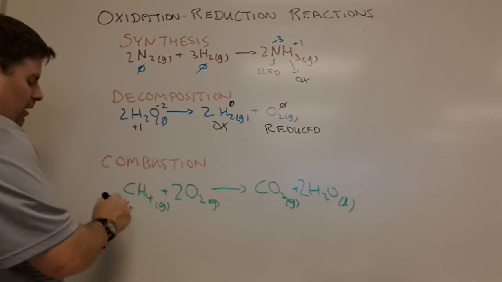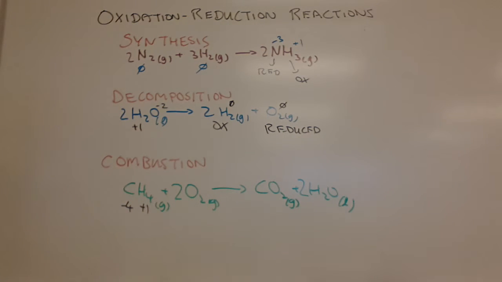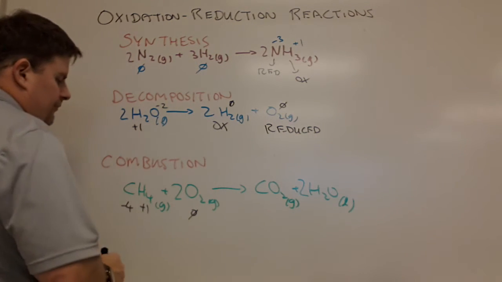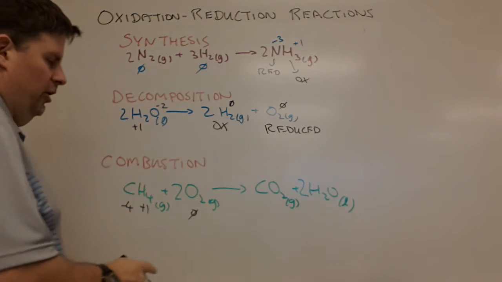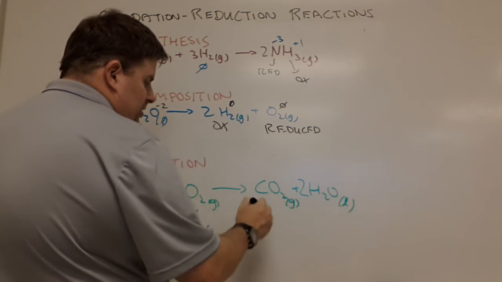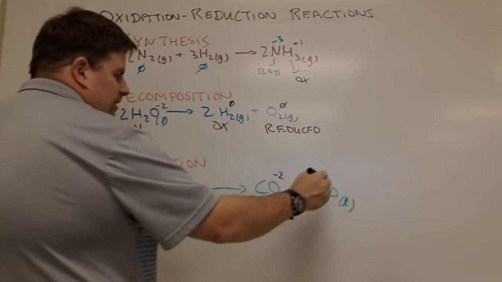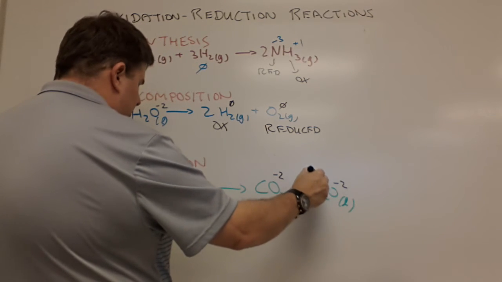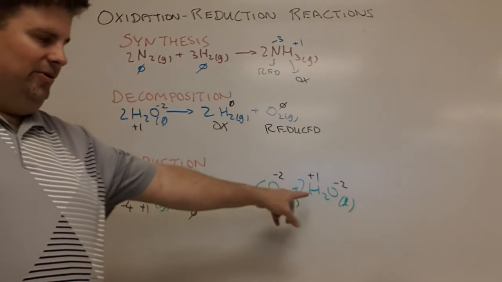My carbon over here is -4. It's more electronegative than the hydrogen, so it's got a -4. And the hydrogens are each +1. Over here, my oxygens are 0. Okay? When I combust these things, my carbon, now bound to 2 oxygens, becomes +4. These things are -2 now. This guy is a -2, and these hydrogens are each +1. All right? So what happened to the hydrogens? Nothing. They're +1 over here and +1 over there.